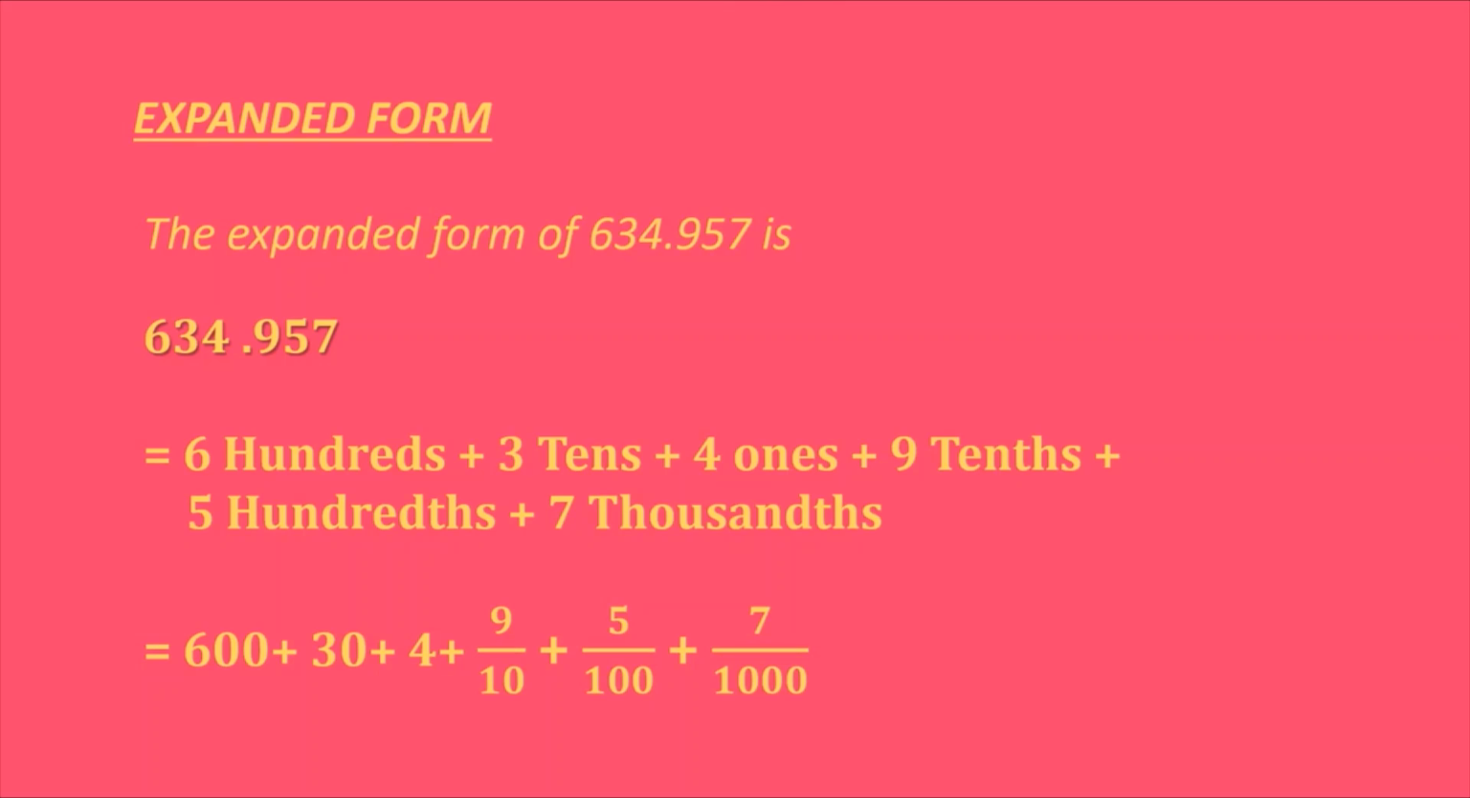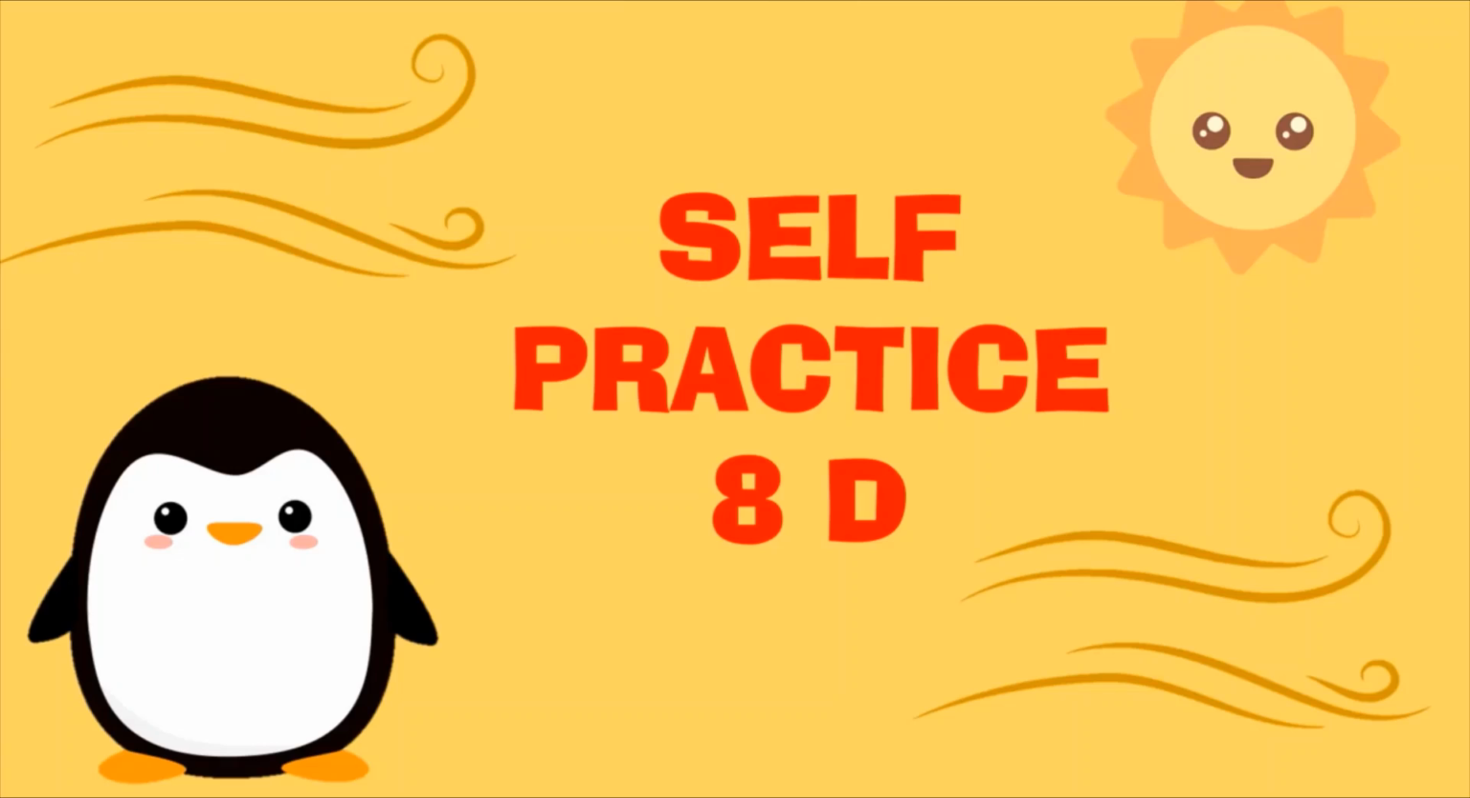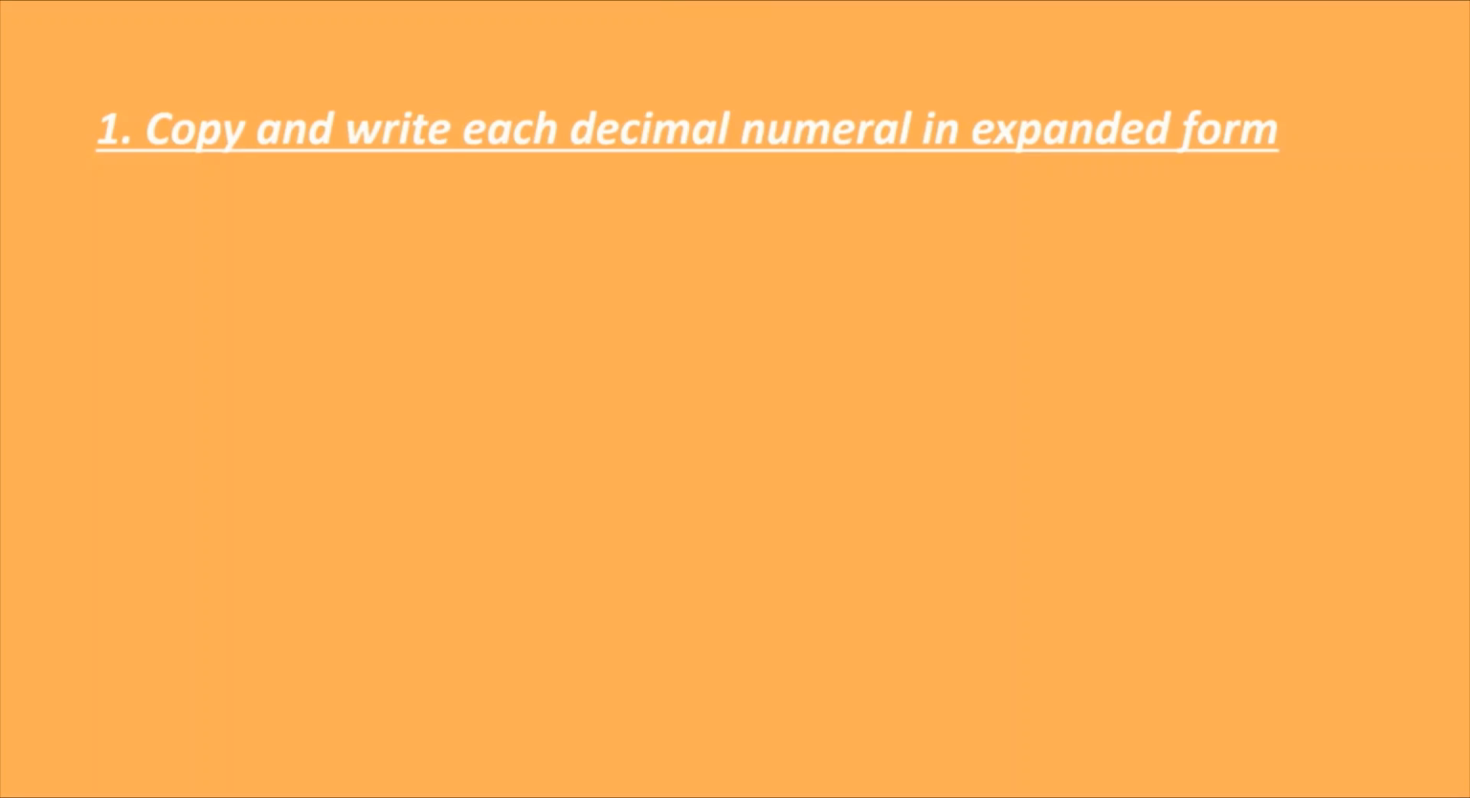Now let us look into the sums of self-practice 8D. We have to copy and write each decimal numeral in expanded form. The decimal numeral is 145.38. So in order to write it in expanded form, we will quickly see the place value of each digit and write it in expanded form.